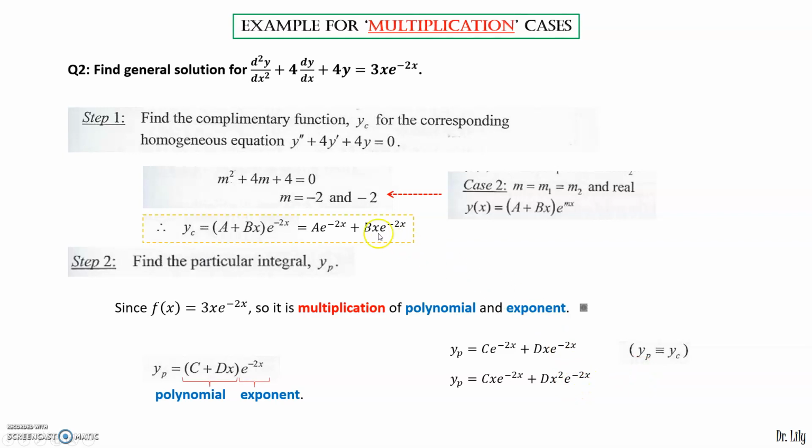And then you need to compare it back to the yc. From here you have cx exponential -2x is equal to bx exponential -2x, right? So you consider your yp equal to your yc. Again, we multiply yp with x. Okay, so now we have yp equal to cx squared exponential -2x plus dx to the power of 3 exponential -2x. So now yp is no longer equal to yc. So this is the final yp.